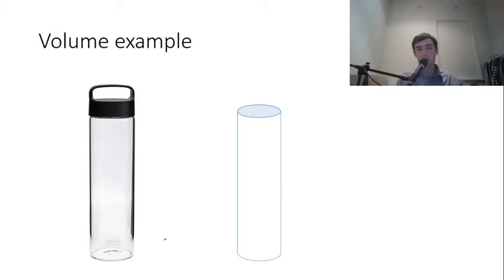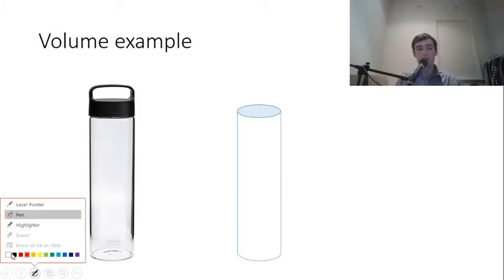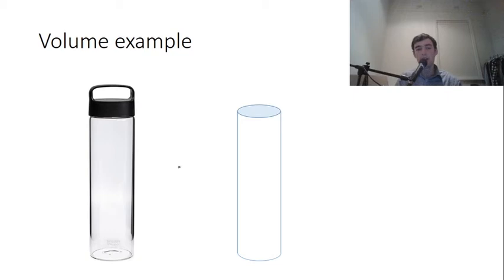Okay, so quick example. Let's say I'm walking down the supermarket aisle and I see this drink bottle and I think, this is a fantastic looking drink bottle. I'm going to find the volume of it. So I get a ruler from my pocket and I start measuring it up.